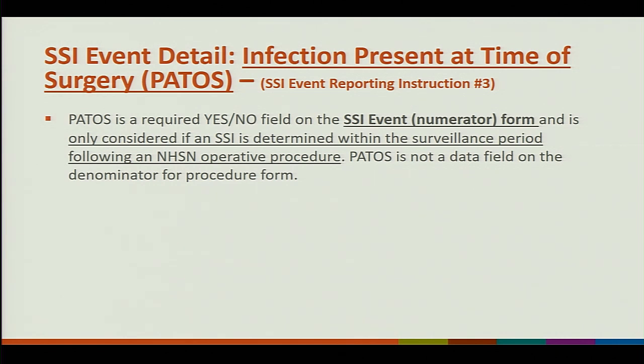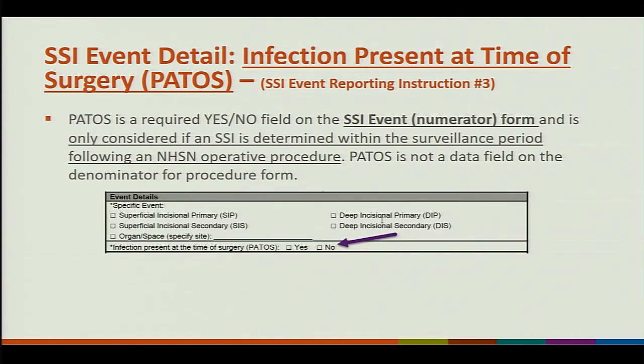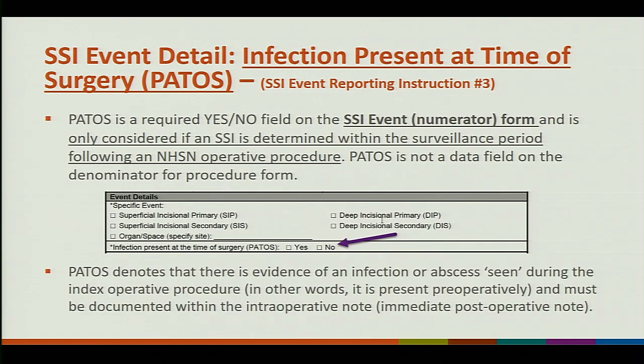It is not a data field on the denominator for procedure form. You don't even think about PATOS with the denominator form. It's only addressed if an SSI criteria is met following an NHSN operative procedure within that appropriate surveillance period. Again, it's a required field on the SSI event form.